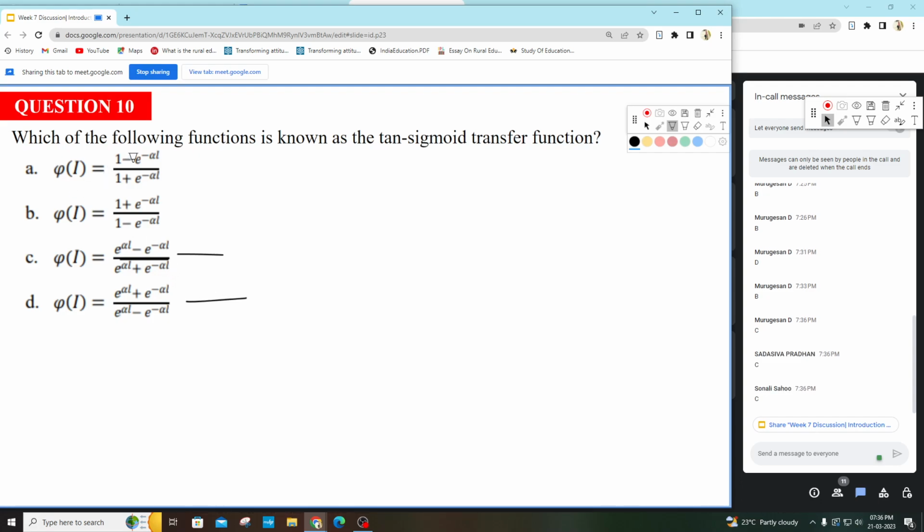Okay, so you could confuse between C and D, because C and D are very similar, but always remember that it is C, because most of your transfer functions will give you a value less than 1. So you can see the value for this is less than 1, whereas if you keep plus in the numerator and minus in the denominator, your value will be greater than 1.